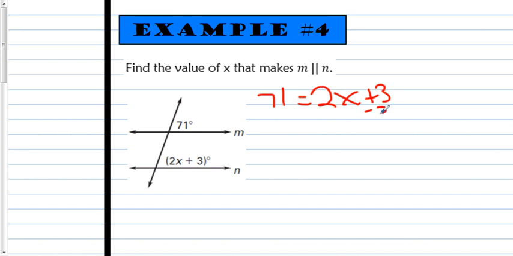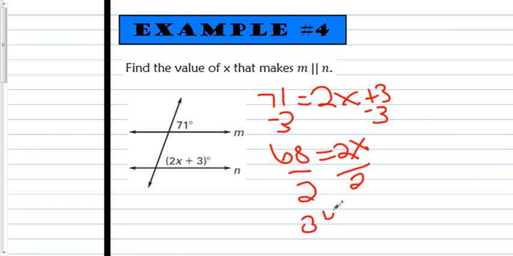We subtract 3 from both sides. On the left, I have 68. On the right, I have 2x. Divide by 2 to get x by itself. And x equals 34. So if x is 34, then these angles, this angle and this angle, are both 71 degrees, and therefore that means that since the corresponding angles are congruent, the lines are parallel. We're proving the converse.